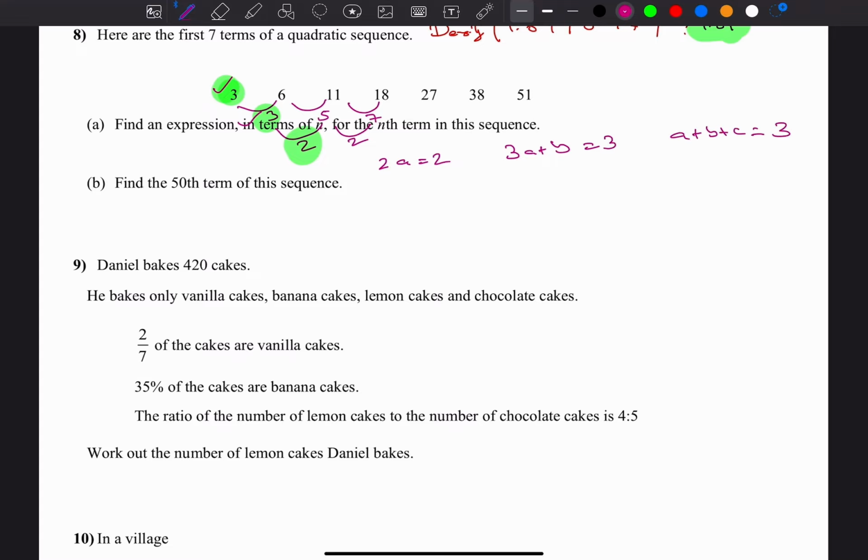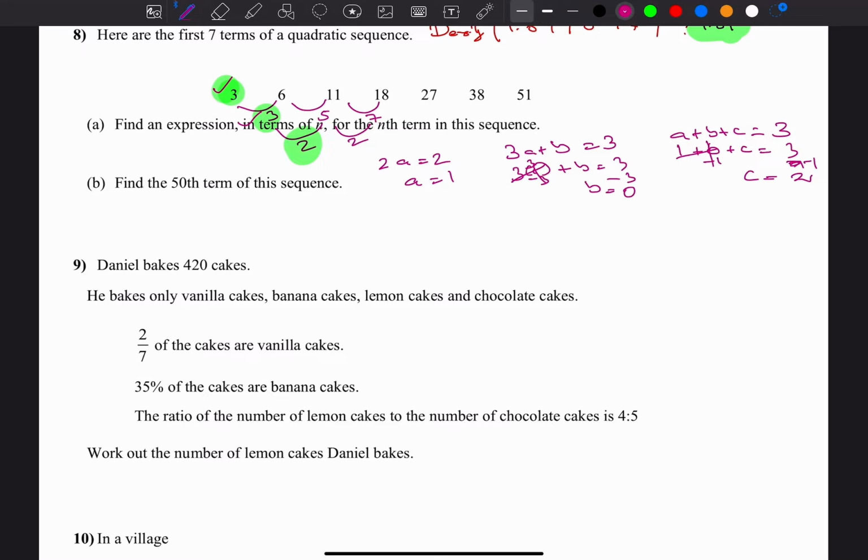That 3. 2a is 2, so a is 2 divided by 2 is 1. 3 bracket 1 plus b equals 3. 3 times 1 is 3. Take away 3. Take away 3. That cancels. B is 0. A is 1 plus b is 0 plus c equals to 3. 1 and 0 is 1. Take away 1. Take away 1. Cancel. C is 3. Take away 1, which makes it 2.